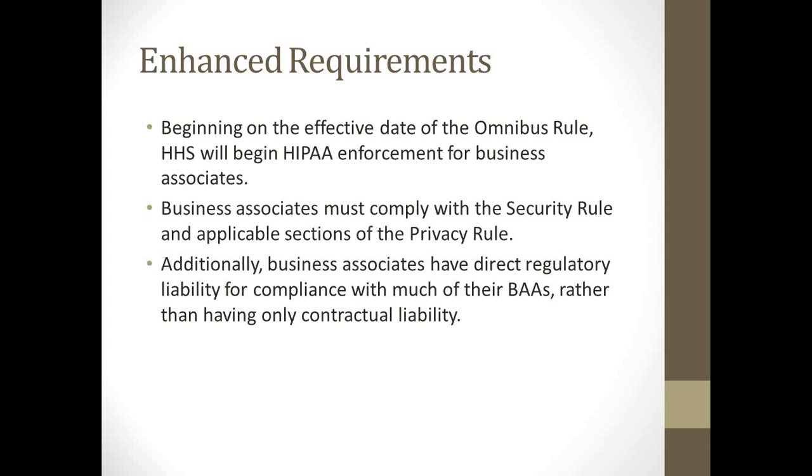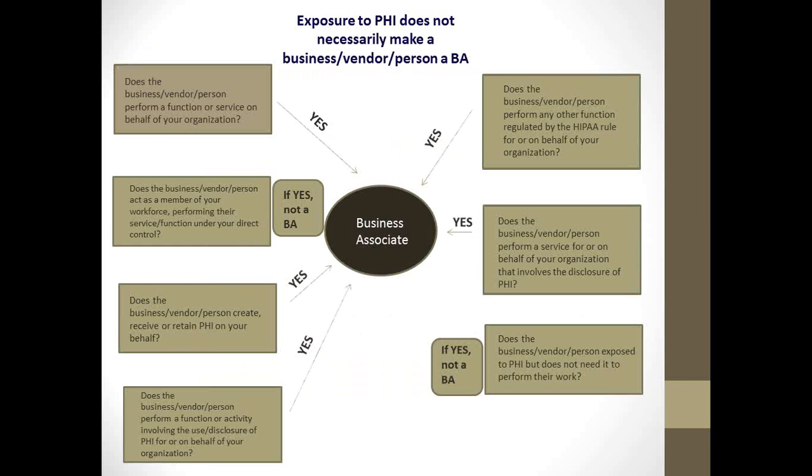So I put together a graph here. Basically, I'm trying to make sense of the whole thing with the business associate agreements and the changes here. As you can see, I made it kind of simple. There are some basic questions you can ask yourself. Does the business, vendor, or person perform a function or service on behalf of your organization? If yes, they are considered a business associate. You can go through some of these right here.